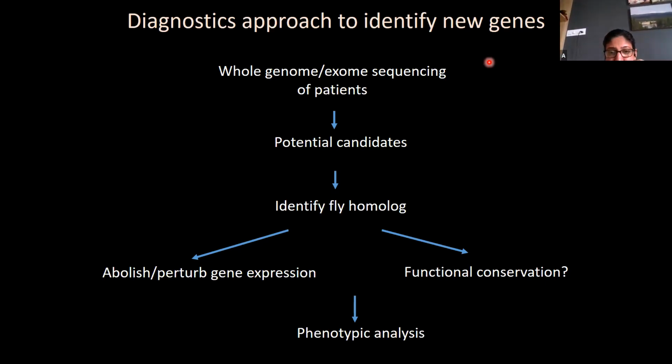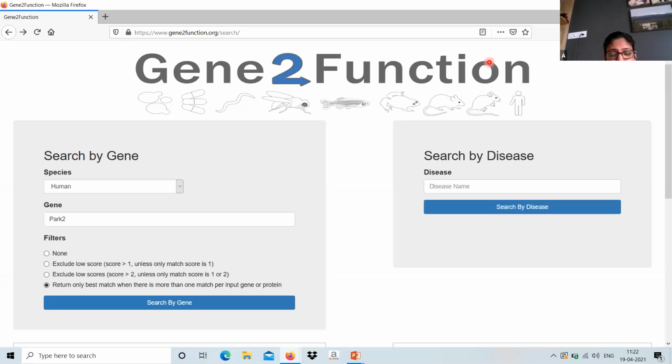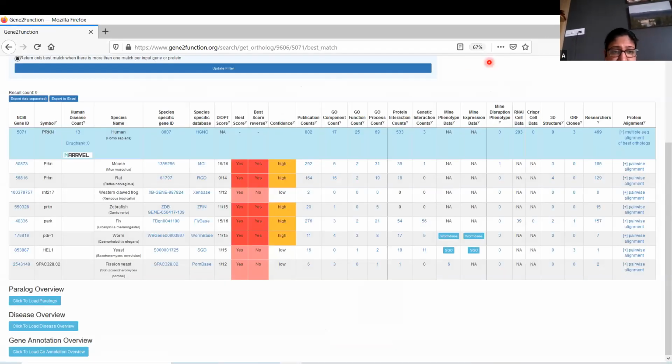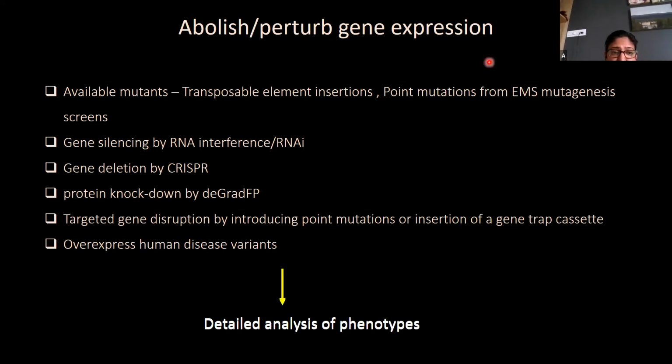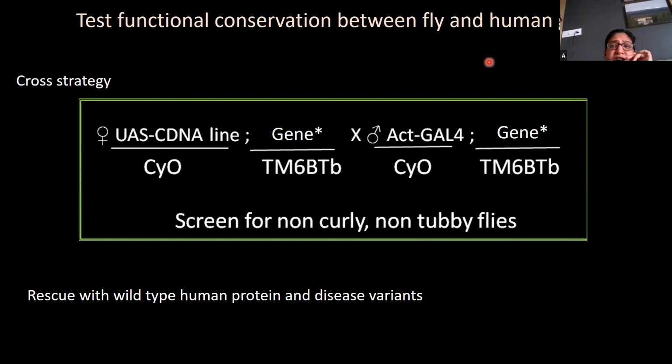So how do we do that? Let's go back to the same thing again. We have our gene to function. We found a gene, we look whether it is conserved. Yes, it is conserved in flies, and we pick it and then look for mutants. If we don't have a mutant, we make mutants, and once we have mutants, we again check functional conservation. This time we are not only checking functional conservation using the human wild type protein. We also have the information of the potential mutation which we think is causing the disease. So we will also try to rescue this phenotype with a disease variant carrying that particular mutation.